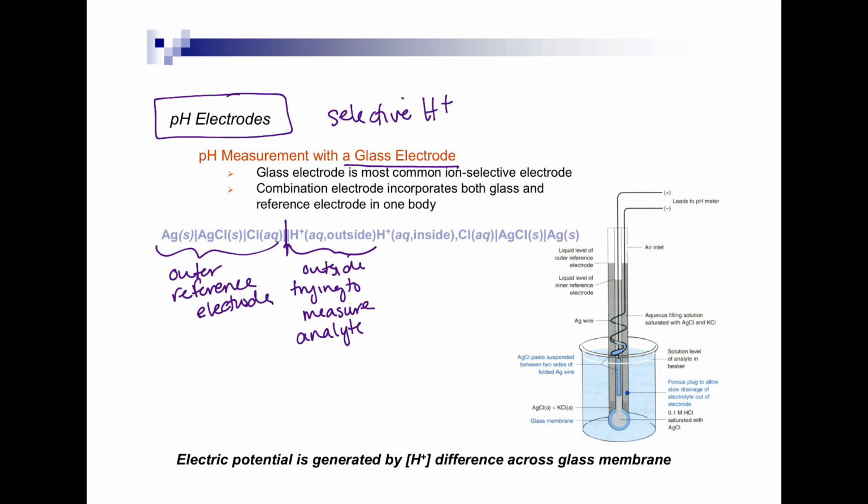Okay, and then right here, this is the hydrogen ions that are on the inside, and so that's part of the electrode itself. And right here, and I'll do this in red, that is where the glass membrane is. So it's the difference between these two that we want to be sensitive to. Okay. And then this part over here is the inner reference electrode.